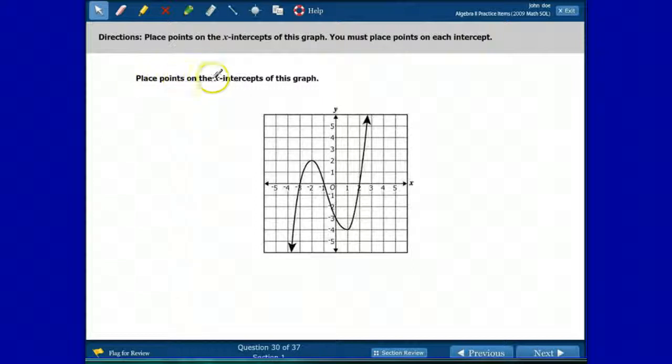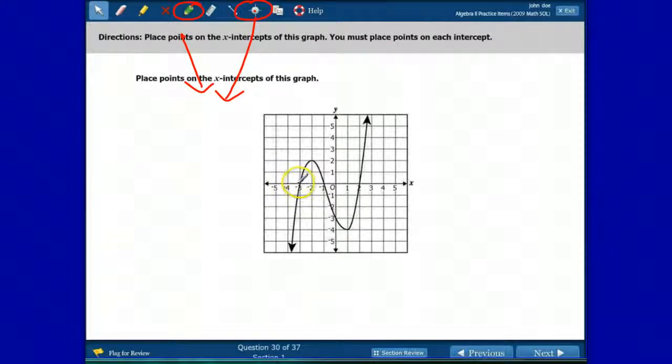Alright, it says place points on the x-intercepts of this graph. Now I believe with this you're going to use your pointer tool, which is this guy. Let's see, this is my dot tool, I believe. I think it's the pencil, honestly. I'm not entirely sure. But I think there's some pointer tool or whatever. It'll allow you to put points on there. Actually, no, it says place points, so it's probably the points tool. One of the two is going to let you do that. So it's either the pointer tool or the dot tool. Either one of those. Place on the x-intercepts.